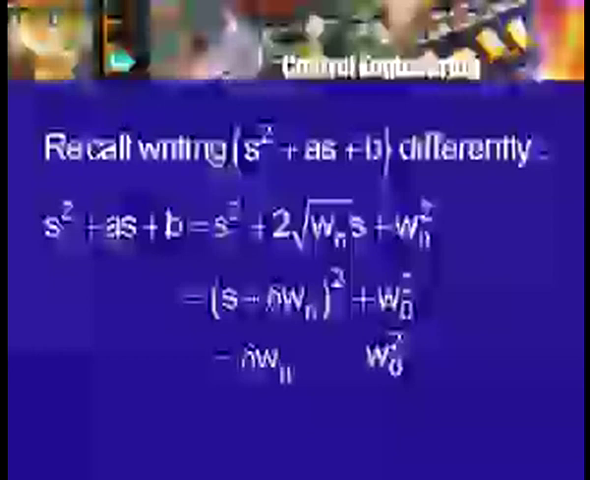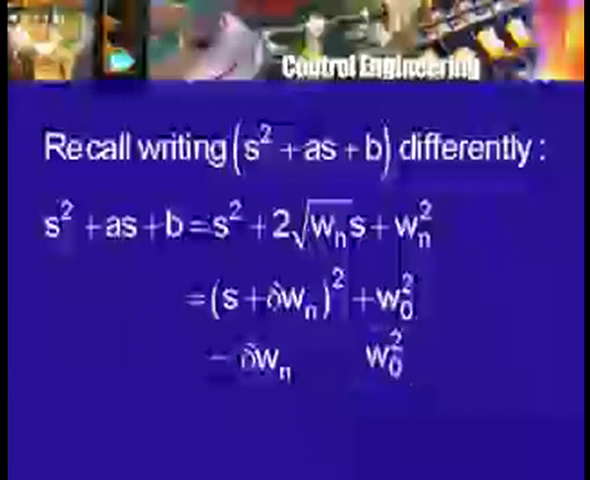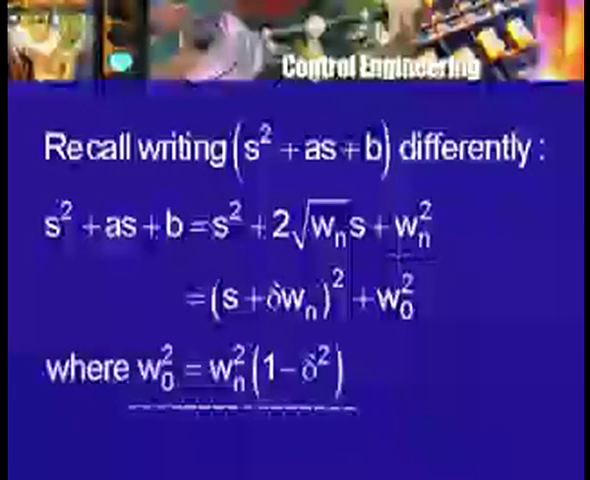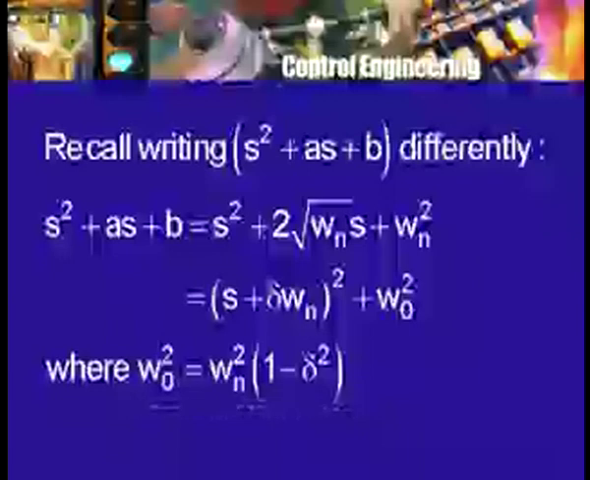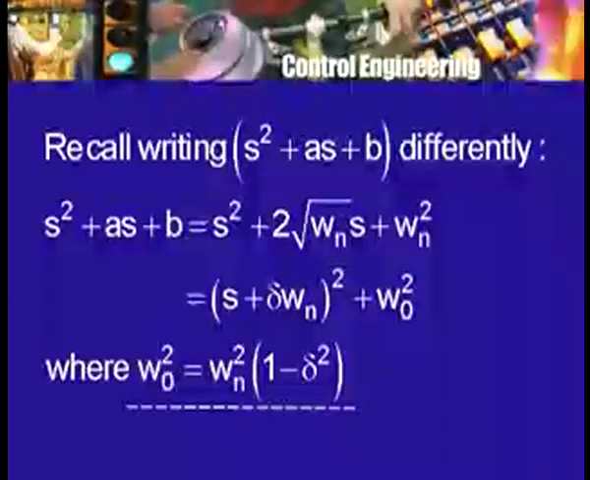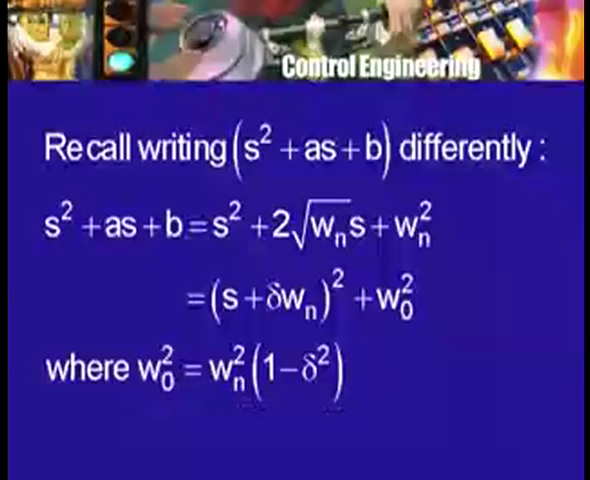So, from this we can find out what delta is. Of course, omega 0 can be found out in terms of omega n square. Omega 0 square is simply omega n square into 1 minus delta square. So, from this we can find out omega 0, and from this we can find out delta, the damping ratio.